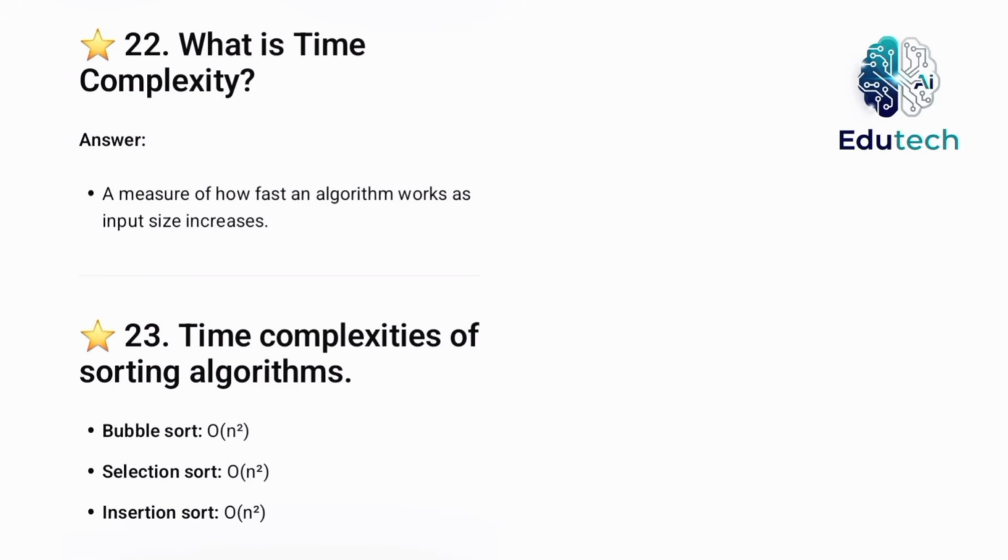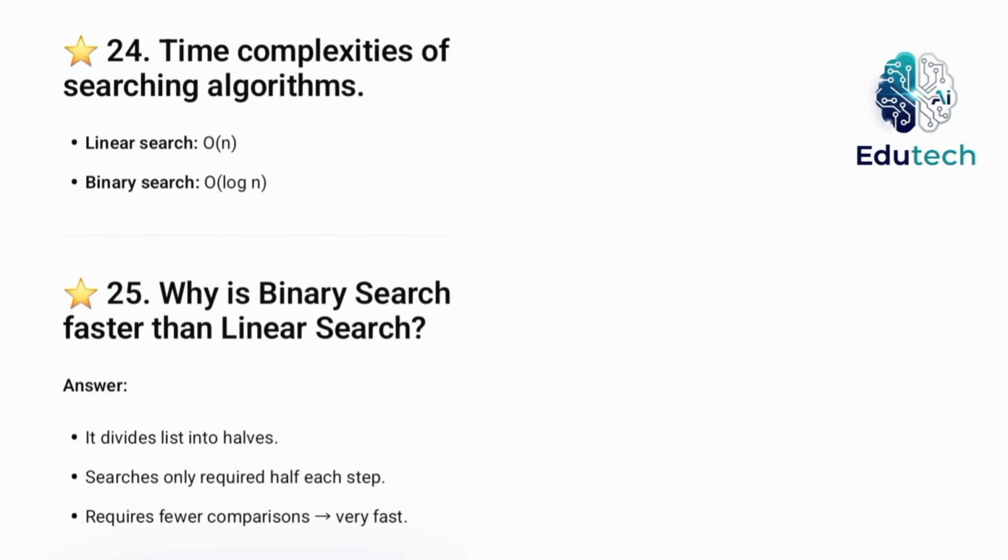What is time complexity? A measure of how fast an algorithm works as input size increases. Time complexities of sorting algorithms. Bubble sort, O(n squared). Selection sort, O(n squared). Insertion sort, O(n squared). Time complexities of searching algorithms. Linear search, O(n). Binary search, O(log n).